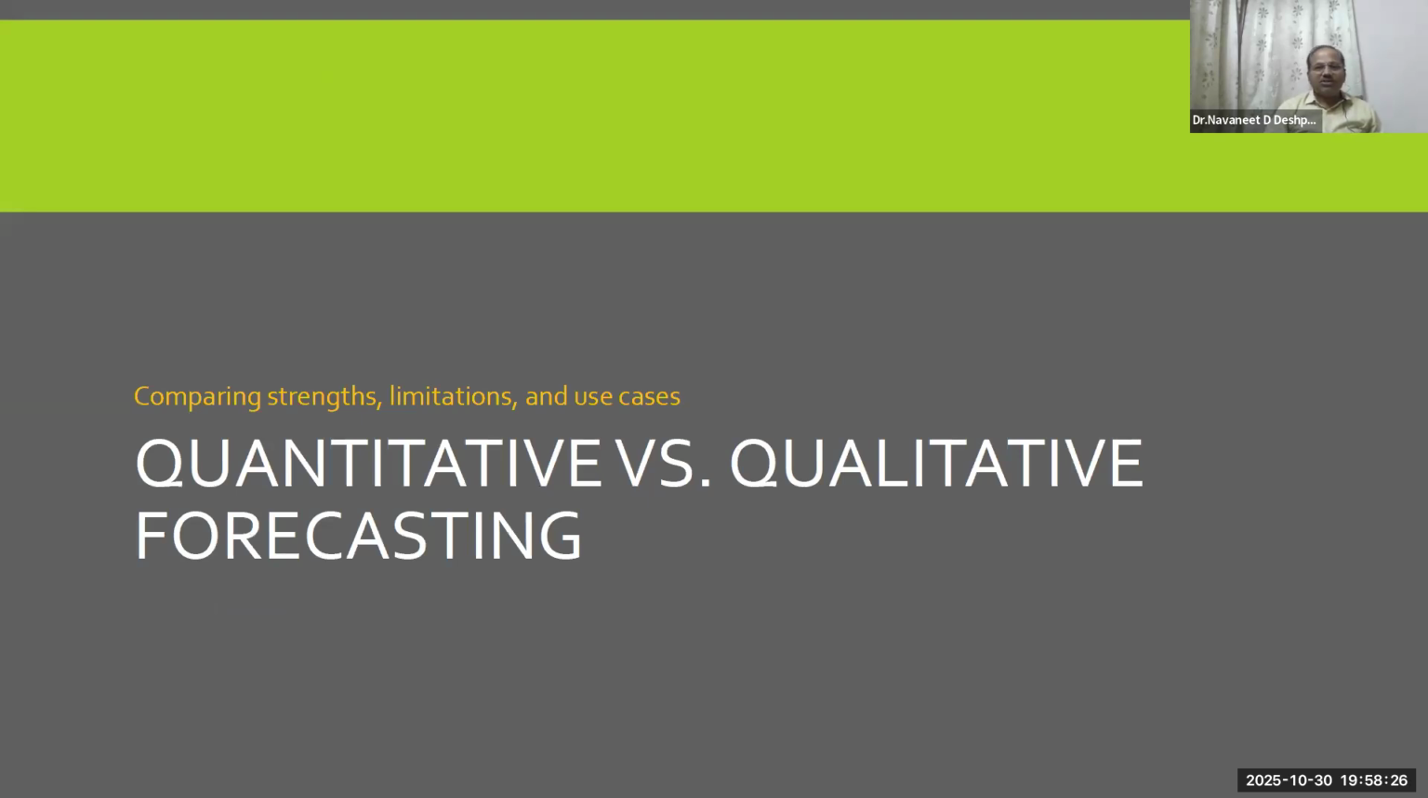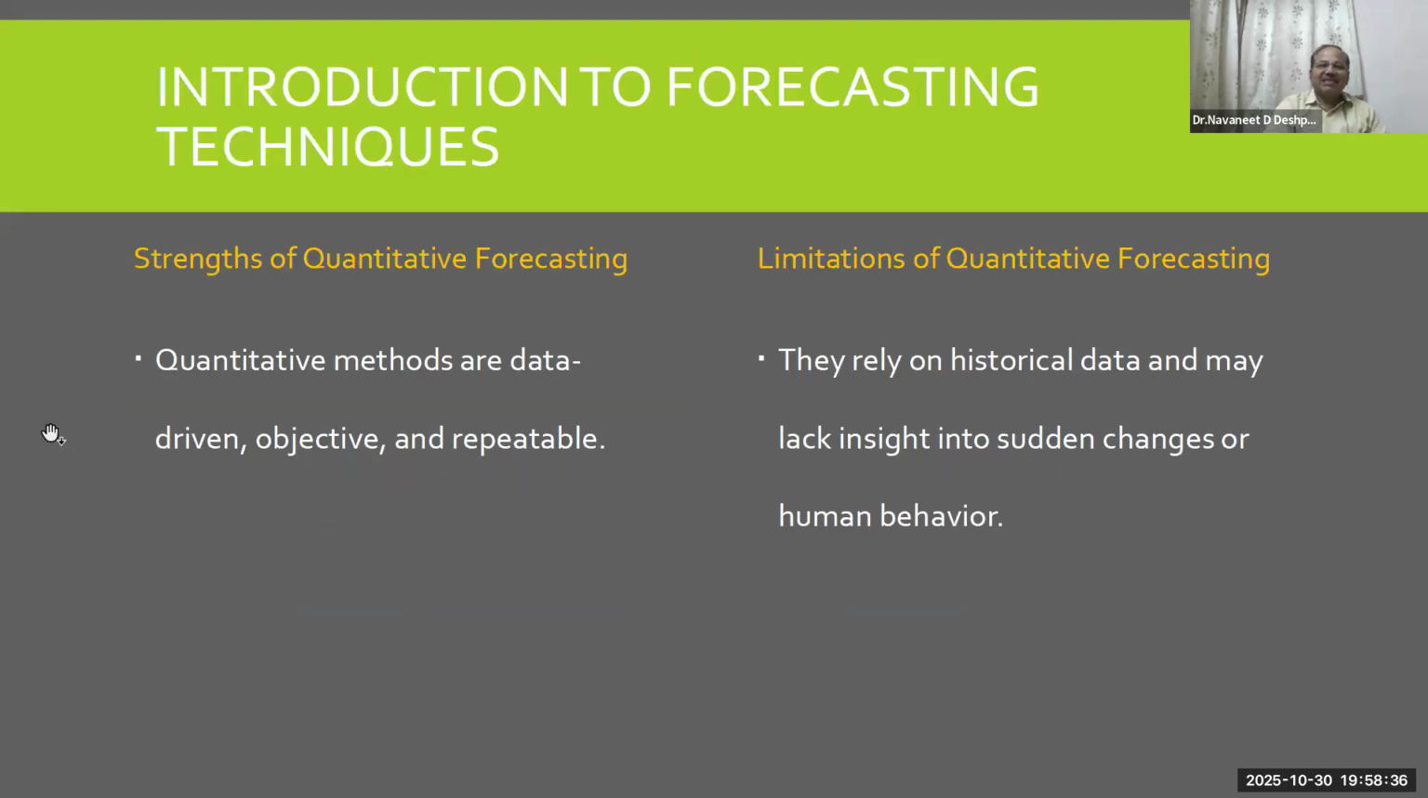Then compare qualitative versus quantitative forecasting. We are basically knowing the objective, scope, limitations and methodology of how it is going to help us. Quantitative is normally always data driven. There's nothing IQ or EQ being used. Whatever data is there, based upon data, the decision is taken.